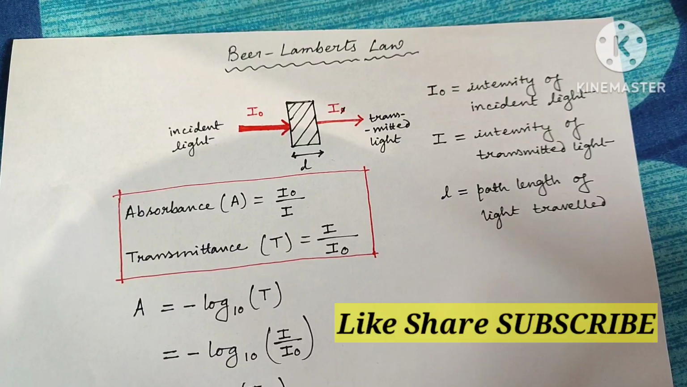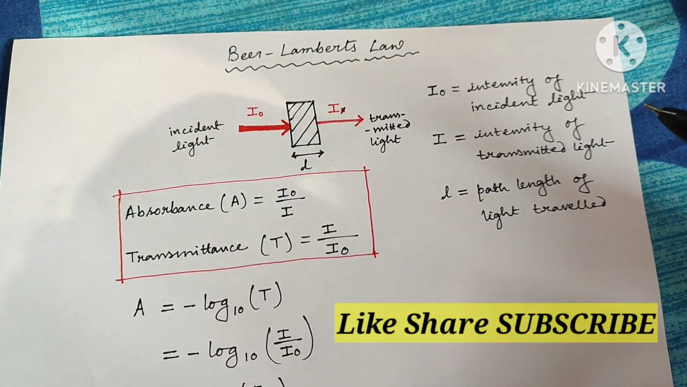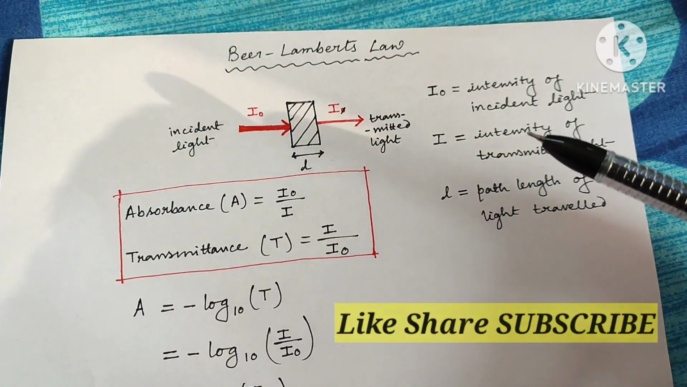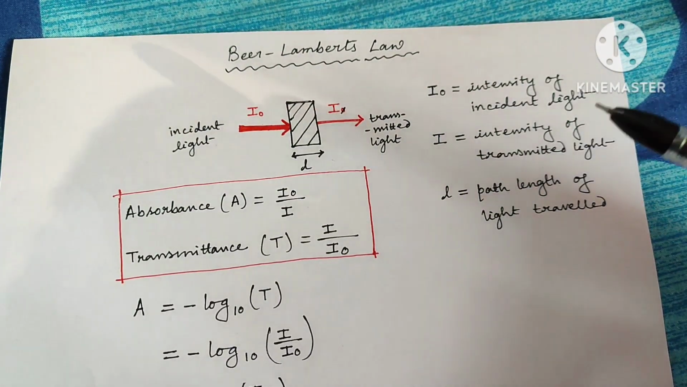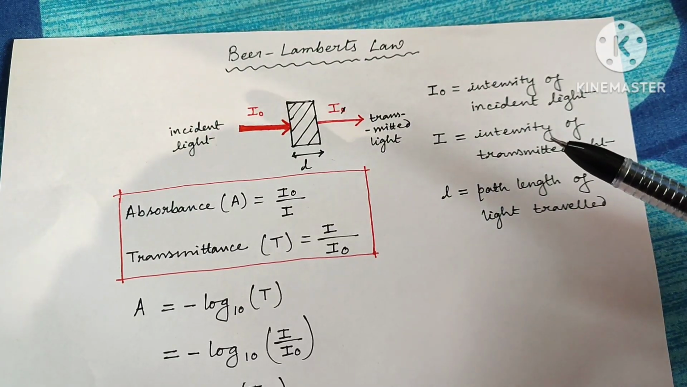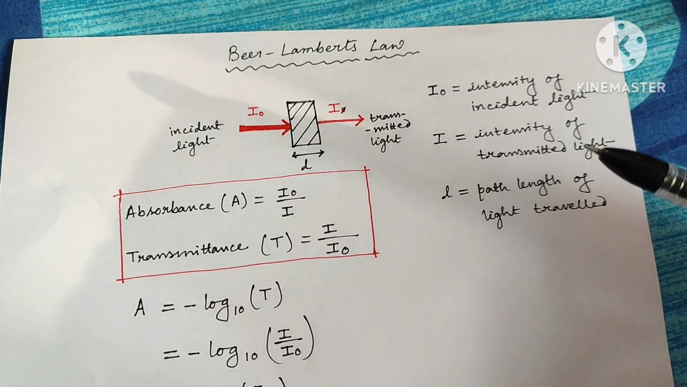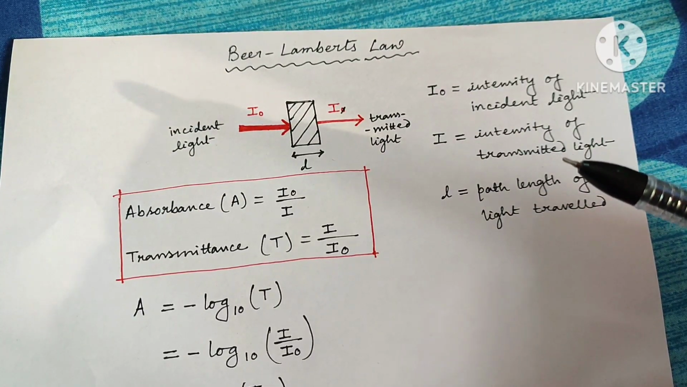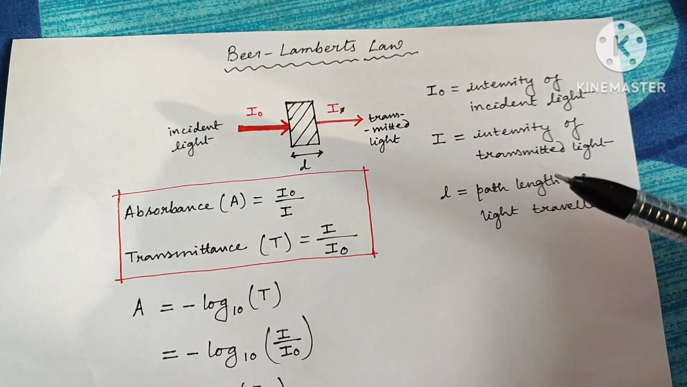So today I am going to teach you about Beer-Lambert's Law, which is a combination of two different laws known as Beer's Law and Lambert's Law. These two laws deal with the absorbance of monochromatic light through any colored solution. This absorption is a function of two different things, that is the concentration of the absorbing medium and the length of the absorbing medium.